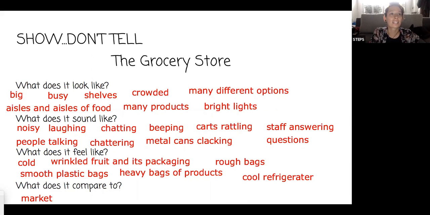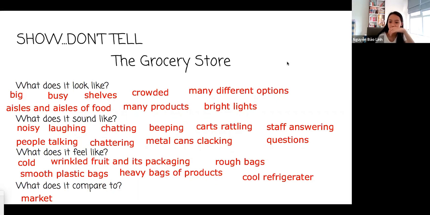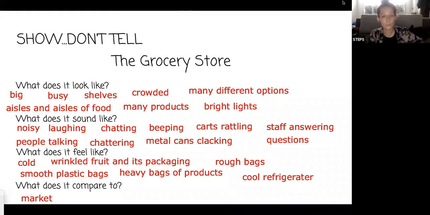And how does it compare to a farm? There's a lot of vegetables. Lots of vegetables, okay. So a farm. What else? Okay, good job.